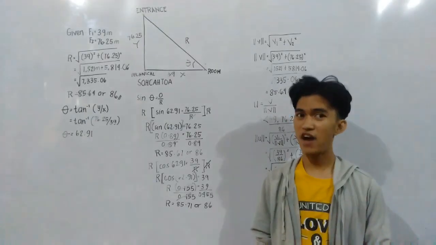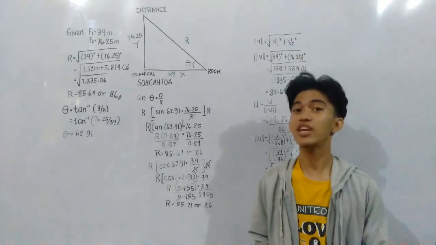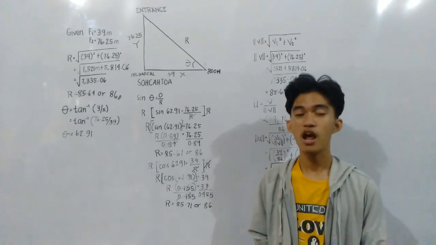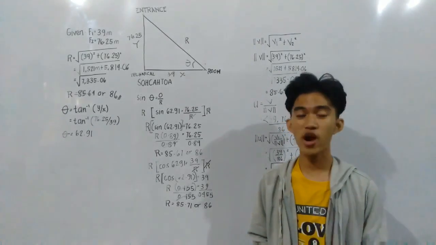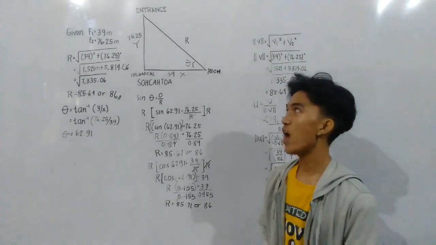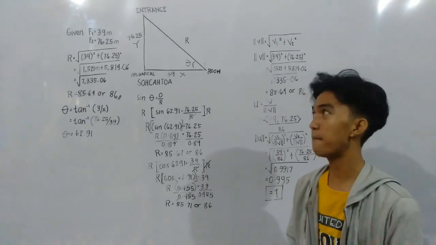So we're asked to find the resultant vector, the angle, and the unit vector. So at first, we're going to find the resultant vector. Resultant vector has a formula of square root of f1 squared plus f2 squared. So our f1 value is 39 meters, and our f2 value is 76.25 meters.